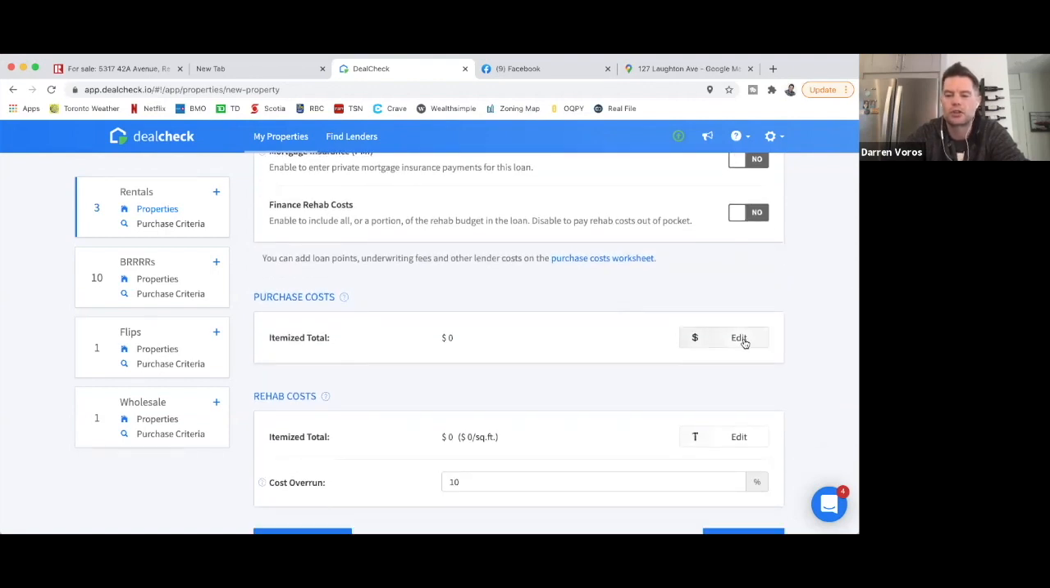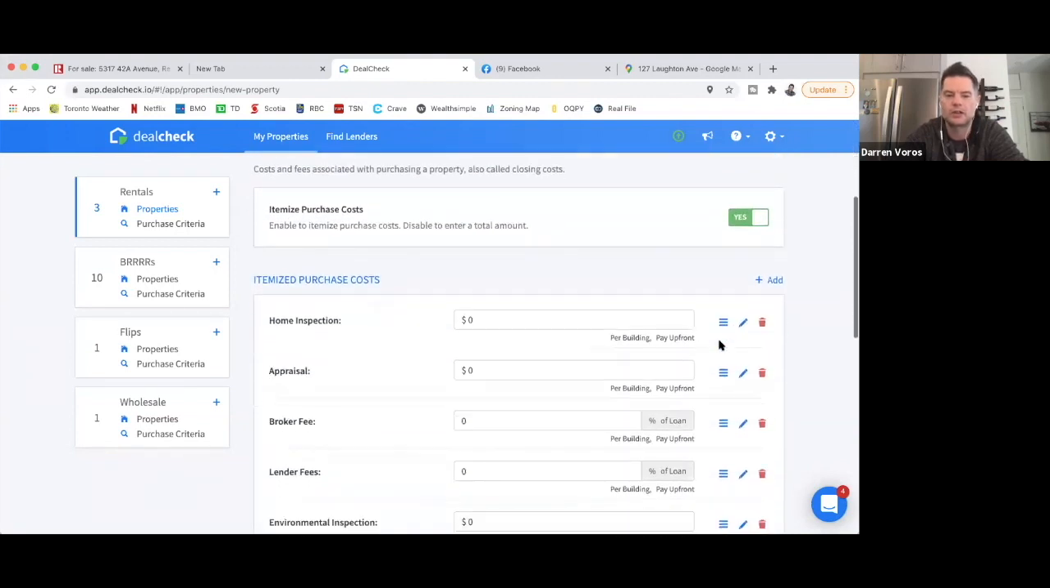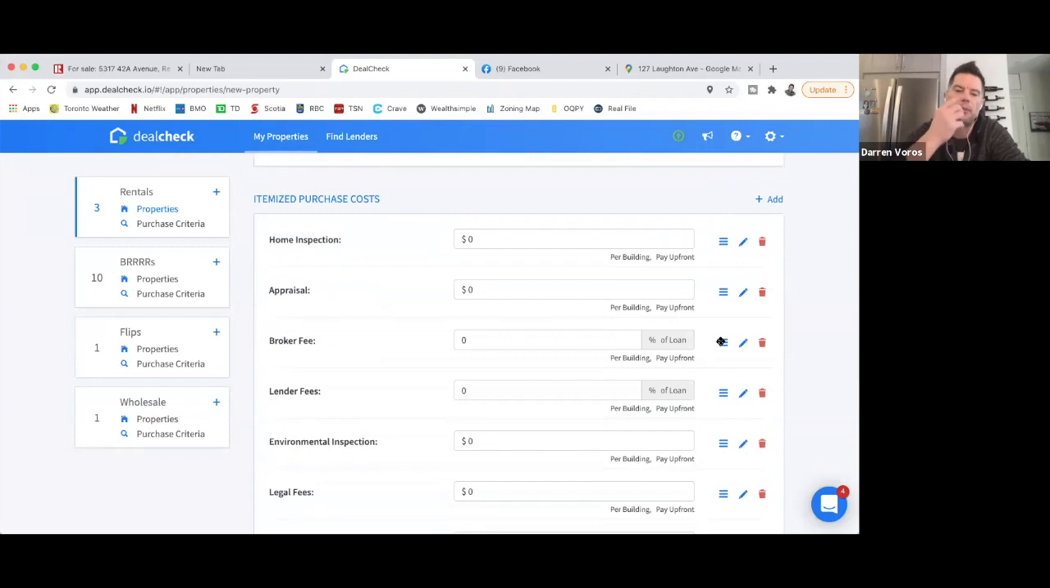So let's go to the purchase costs, because this will be a little bit different on the commercial side than it is on the residential side. And I've pre-populated these categories in my version of DealCheck, but you can change any of these things out.